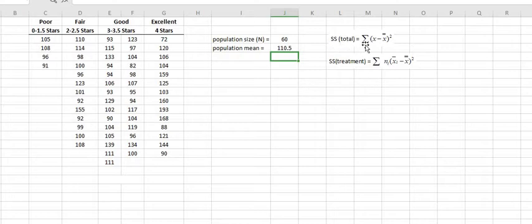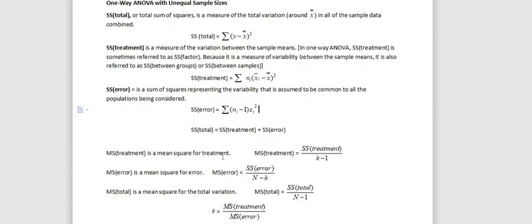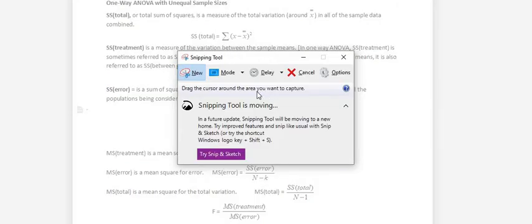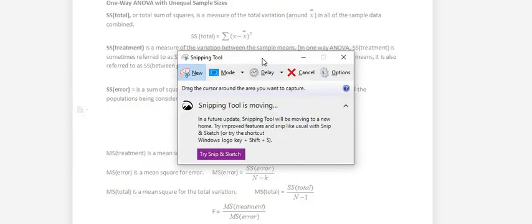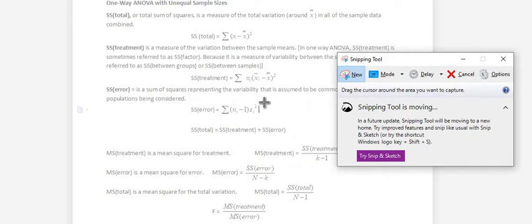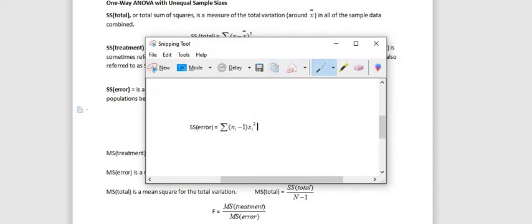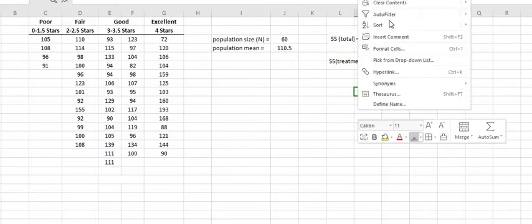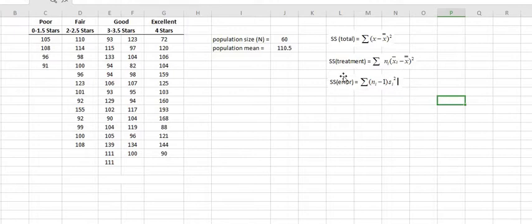Now, if we would like to find the SS sample, that is equivalent to the SS treatment plus the SS error. So take note, our SS error, we have this one as our formula for SS error. So I will cut this one so that we have our guide. We have here our SS error. Copy. And then I'll go back to this one. Paste.